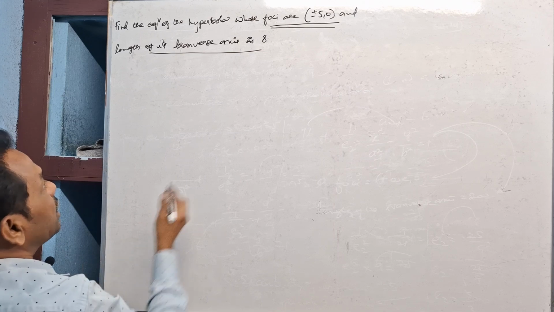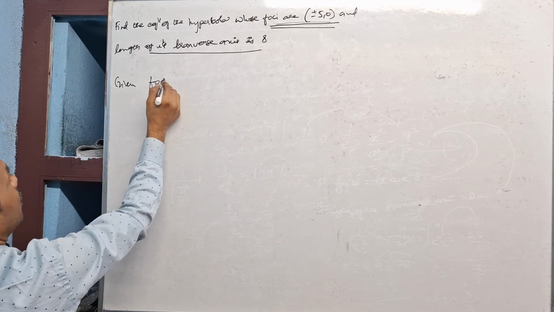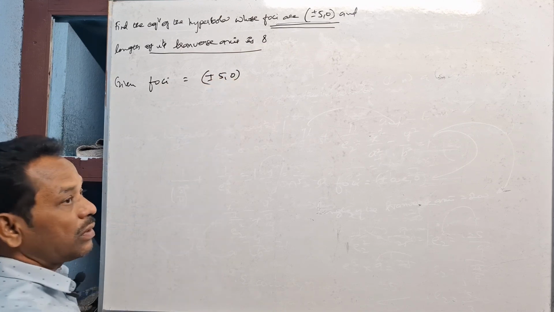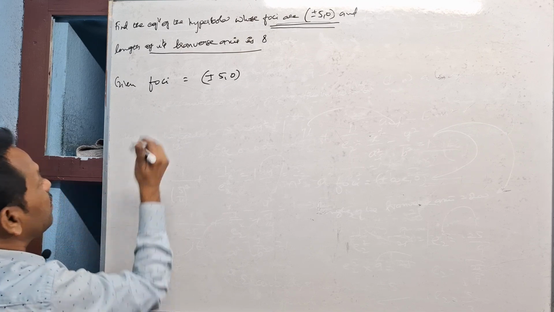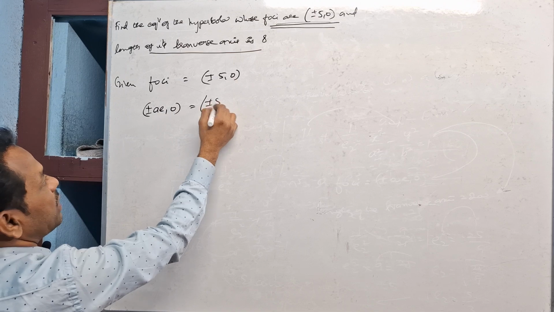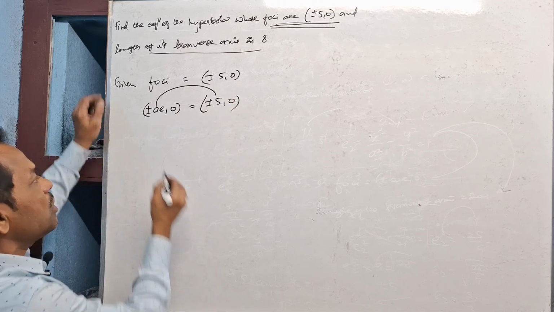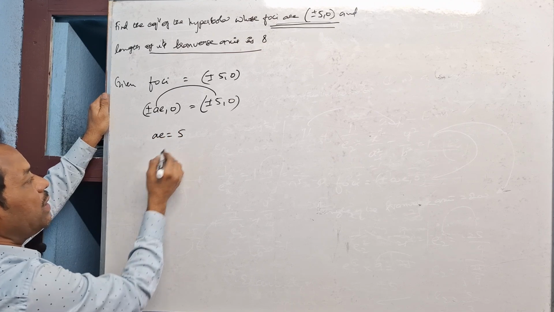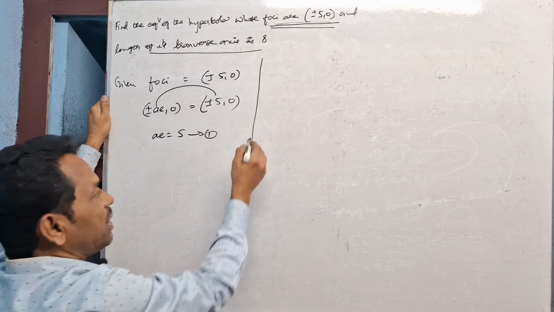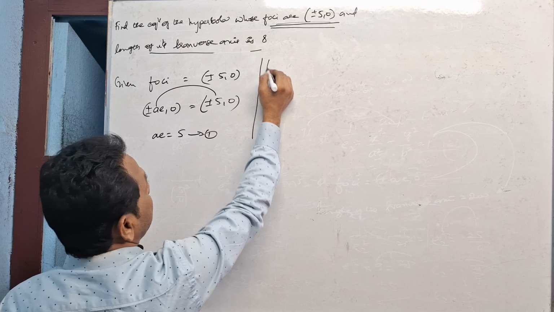So here given that foci equal to plus or minus 5 comma 0, we know that foci of this hyperbola will be plus or minus ae comma 0 equal to plus or minus 5 comma 0. Let me equate this x coordinate with x coordinate. So my ae will be 5. Let me take equation 1. Okay. Now also given that length of the transverse axis is 8.